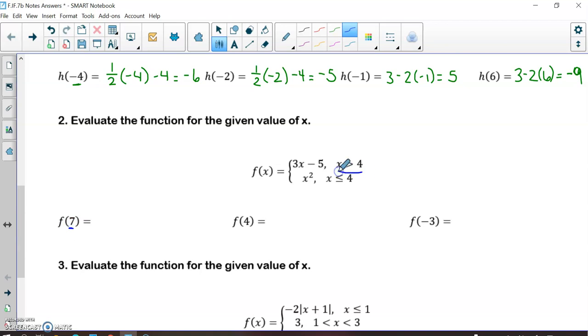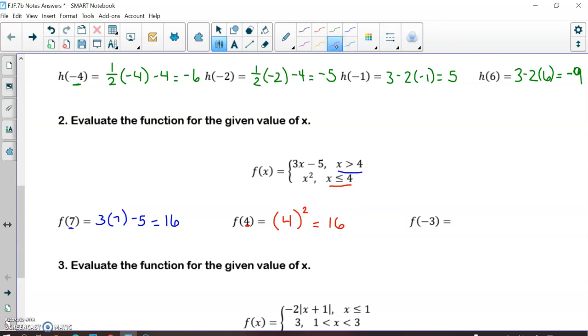Well, 7 is greater than 4, so I'm going to put 7 in for the 3x minus 5. So I have a 21 minus a 5, which is a 16. Moving on to the next one, I have f of 4, and 4 is less than or equal to 4, so I'm going to put 4 in for the x squared. Notice how I'm putting it in parentheses as I do so. A 4 squared is a 16.